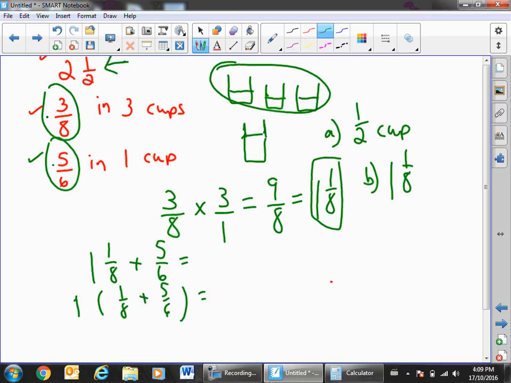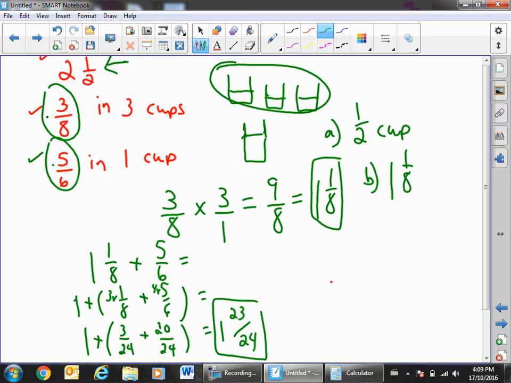And that is going to give us, we got to find a common denominator. The closest one is going to be 24. So multiply that by 3 and this by 4. And we're going to end up with a total of 3 24ths plus 20 24ths. And when we tally all of this up, we're going to end up with 1 and 23 24ths. All right. So 1 and 23 24ths.